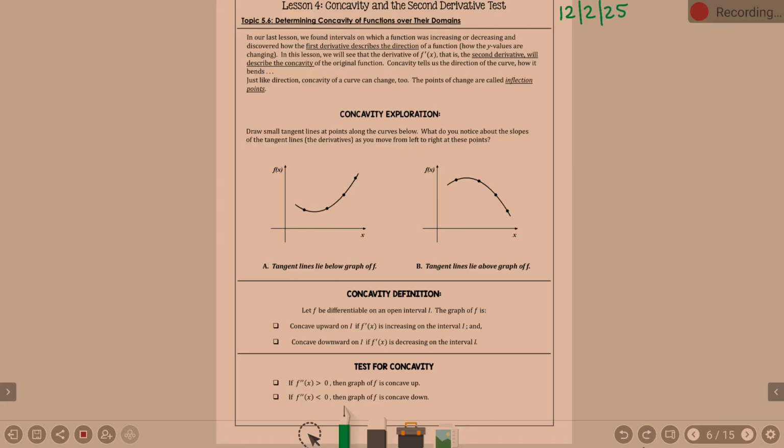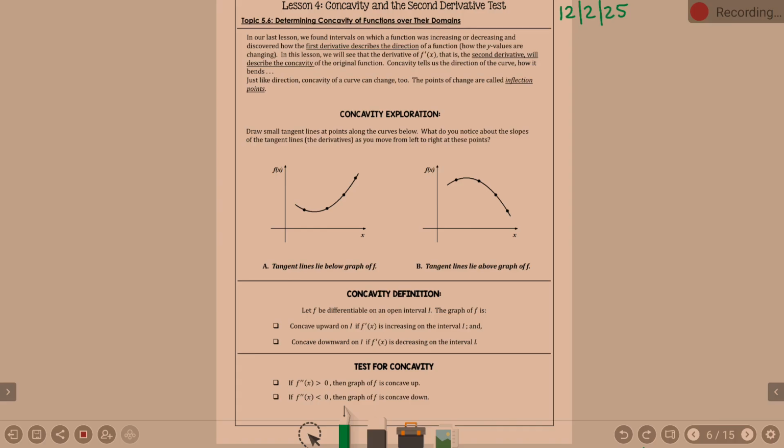So lesson 5.3, you learned about the first derivative test. We're going to spend lesson 5.4 talking about the second derivative test and talk more about concavity, which we talked about a little bit yesterday.